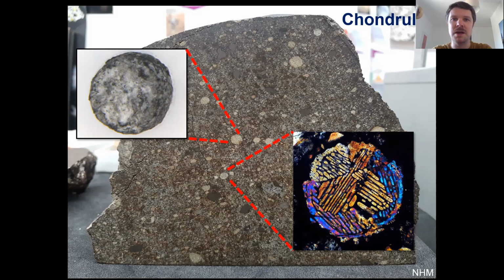So before we had the planetary system that we see today, the protoplanetary disk was probably full of these things called chondrules, and they got swept up into making asteroids.